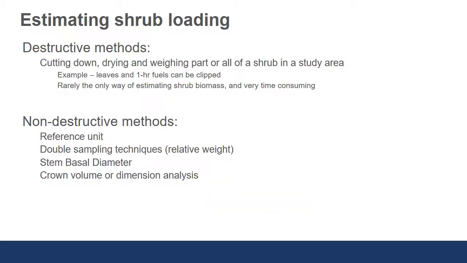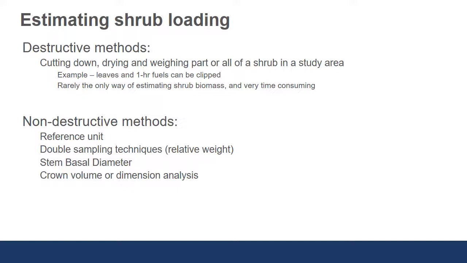Now let's move on to talk about shrubs. Both destructive methods and non-destructive methods may be used to measure shrubs. Destructive methods are usually not used because they are very time-consuming and may have long-term impacts on the site. However, in some cases where destructive sampling is done, there are few options. You may choose to sample the whole plant, or you may choose to sample some subset of the fuels, such as the 1-hour fuels. Less destructive methods include the reference unit method, double sampling, and using a statistical model based on crown volume or basal diameter.